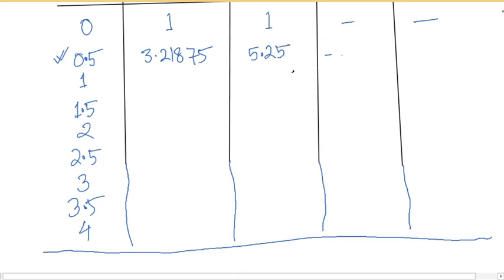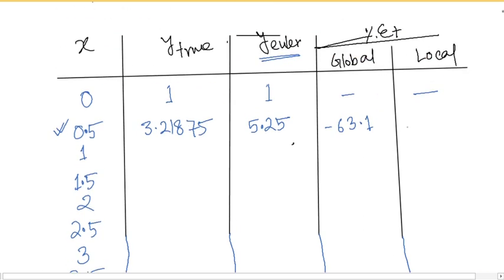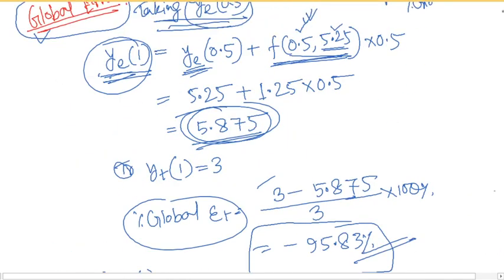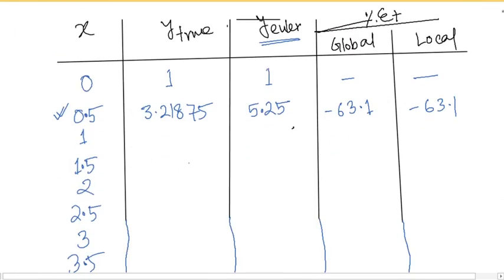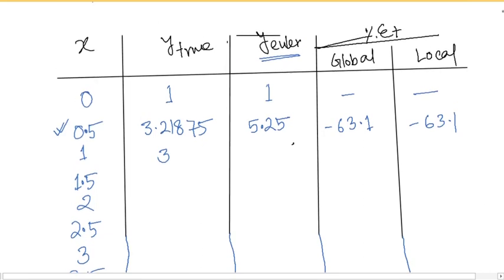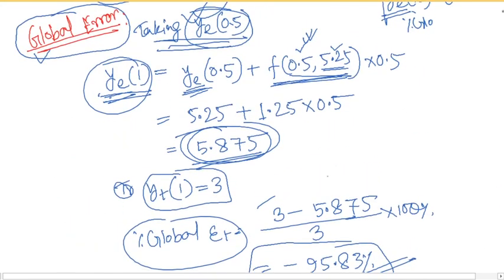And this is minus 63.1 we have obtained, and both local and global error was same, but when it was 1, the true value we obtained 3 using analytical solution. So this was 3, whereas the Euler value we obtained here was 5.875.